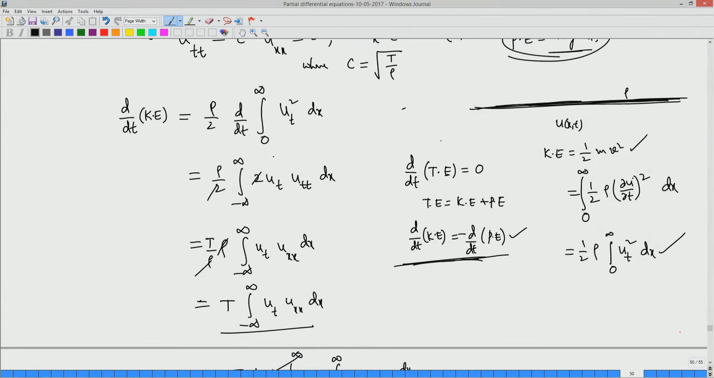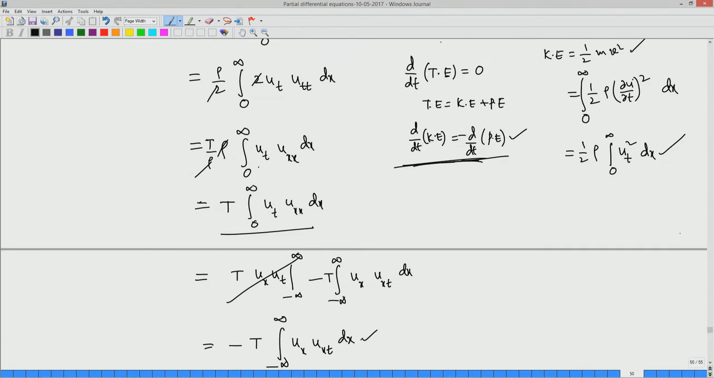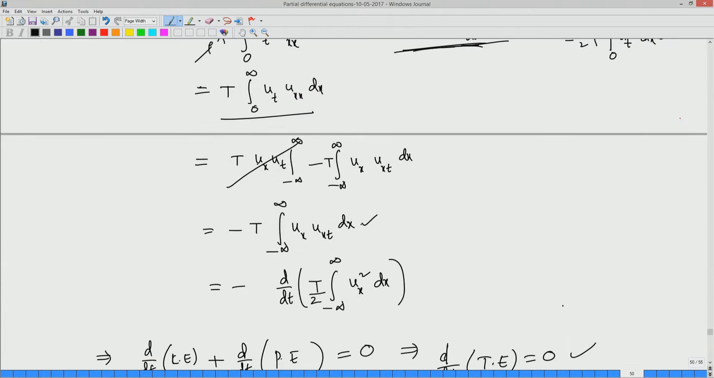So, you take the derivative and you have this one. Instead of minus infinity, you have 0 to infinity, okay. This is the change of kinetic energy with time, the derivative of kinetic energy. Now, you do the integration by parts, which is what you have done earlier also. So, if you do this, this is what you get.